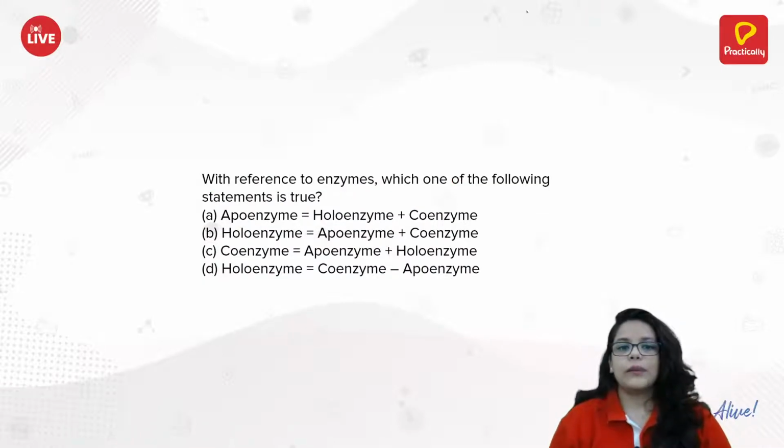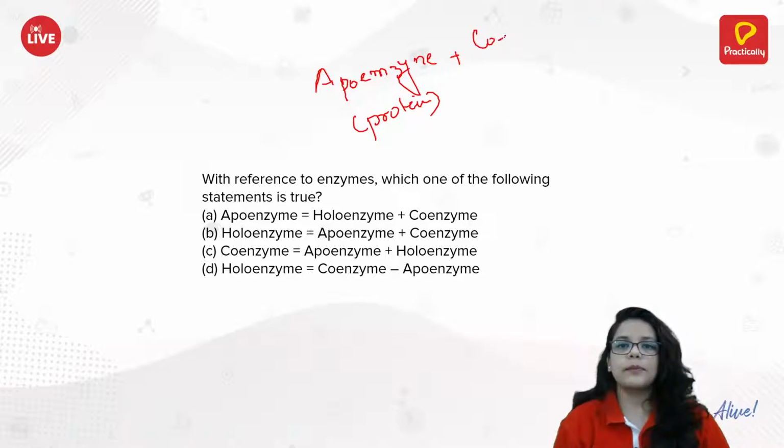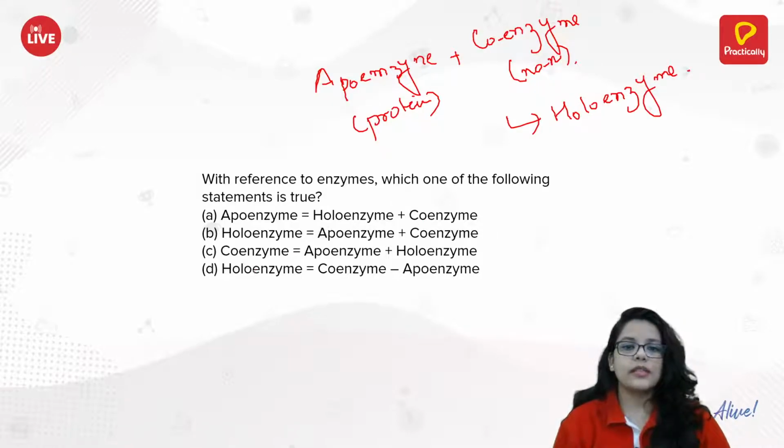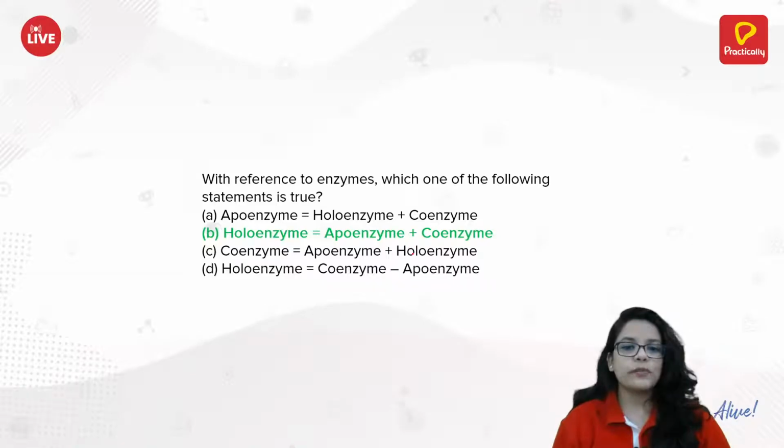With reference to enzymes, which of the following is true? We know we have apoenzyme, which is the protein part, and there is the coenzyme, which is the non-protein part, which forms the holoenzyme, that is the full enzyme. So holoenzyme is apoenzyme plus coenzyme. So it is option B.